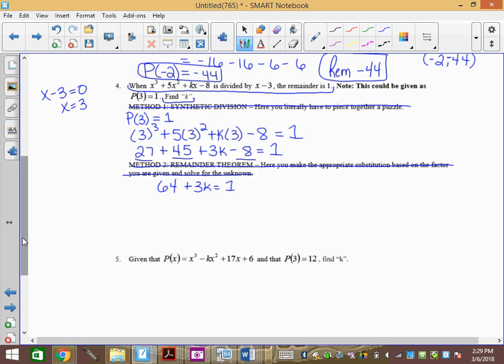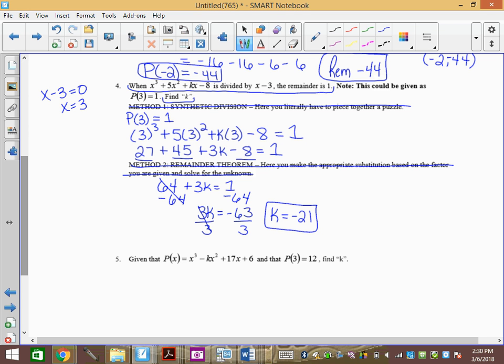Now I want to solve for 3k. So what am I going to do? Yeah. Subtract the 64 over. We do reverse order of operations when we solve. 3k equals negative 63. Divide by 3. K equals negative 21.